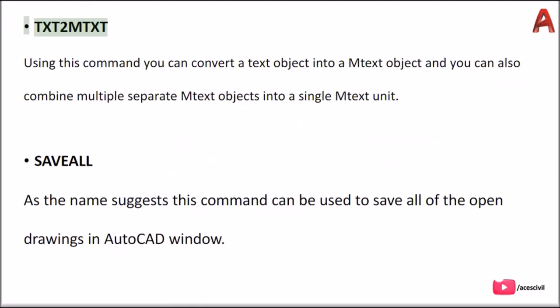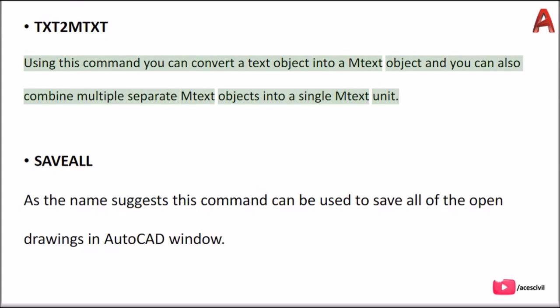TXT to MTXT. Using this command you can convert a text object into an mtext object, and you can also combine multiple separate text objects into a single text unit.